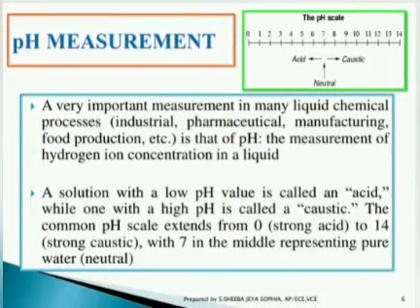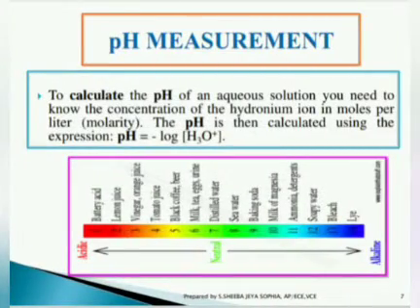You can see the pH scale, which includes the acidic, caustic as well as the neutral level. A pH value of 7 is said to be the neutral value. In order to calculate the pH of an aqueous solution, you need to know the concentration of hydronium ion in moles per liter, that is molarity. The pH is then calculated using the expression pH is equal to minus log of H3O plus. When this pH value differs from 7, if it increases, it refers to the alkaline value. If it decreases below 7, it is said to be acidic condition.